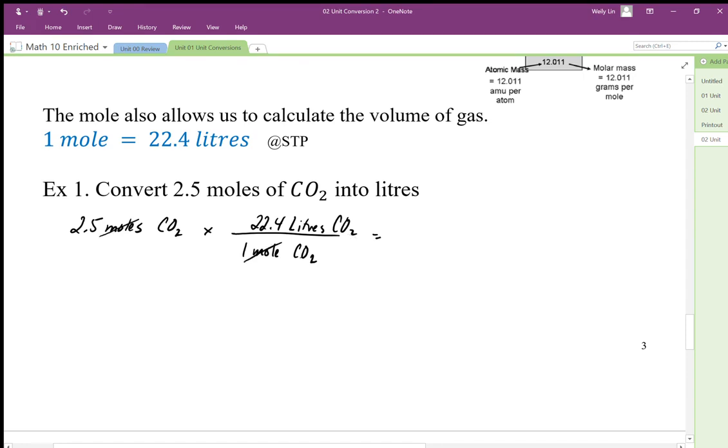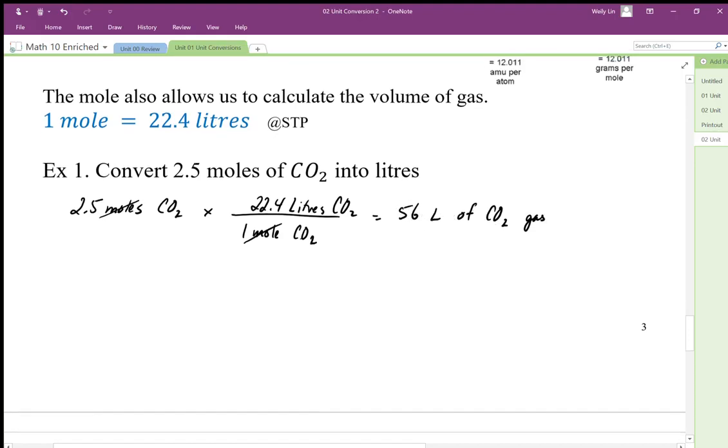We're left with liters of CO2, times on top, divide on bottom. It's just 2.5 times 22.4. So 2.5 times 22.4 gives me 56 liters of CO2 gas. Okay, now we're talking about liters of gas, so it's kind of assumed that we're talking about gas here. Okay, so there we have it.